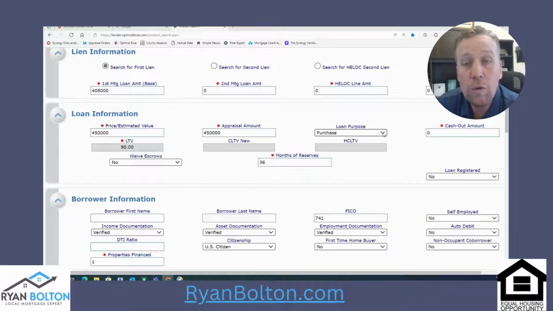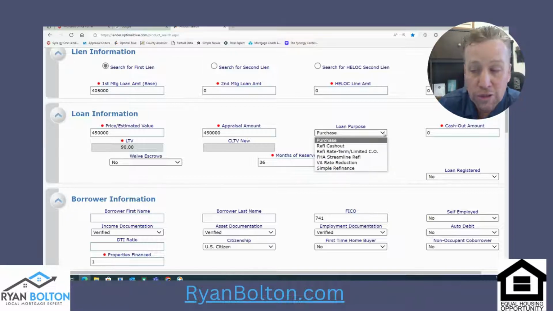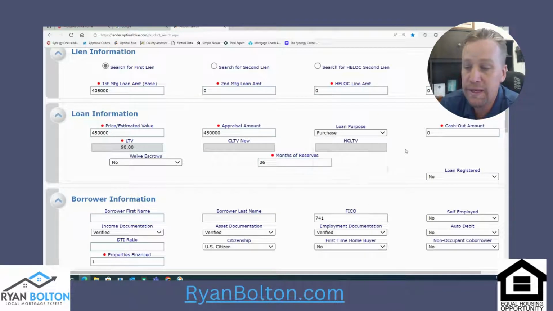The next thing you're going to see is loan purpose. This is a big factor on determining your interest rate. You have purchase, a rate and term refinance where you just take the existing balance and refinance it to a lower rate, or you have a cash out refi. Each one of those tiers has a different interest rate depending on all the other factors of the loan, like credit score, occupancy, things like that. So let's keep going through this.